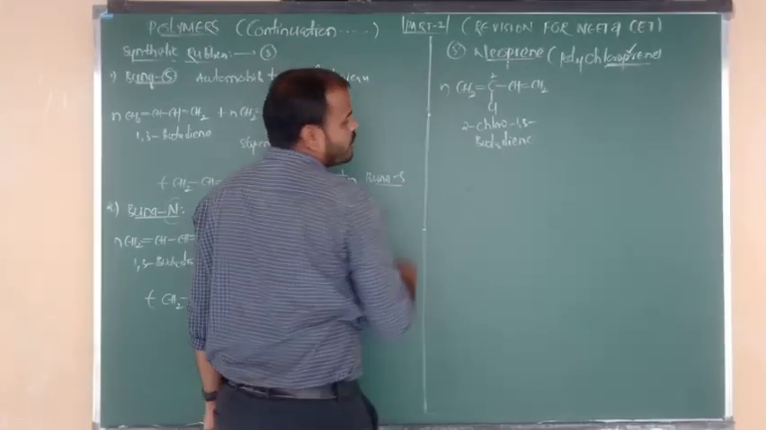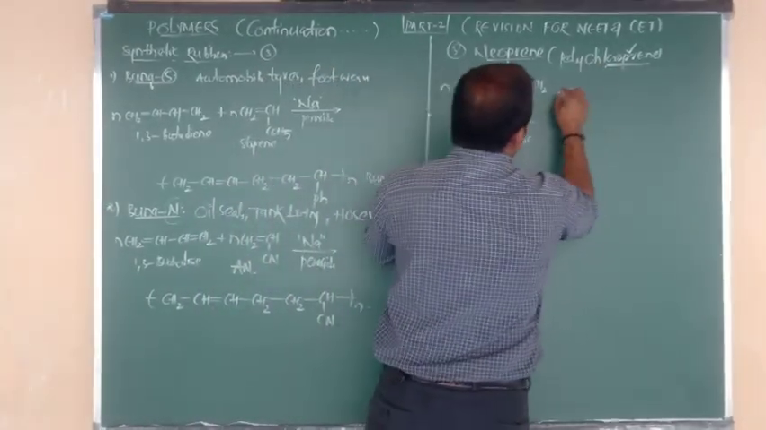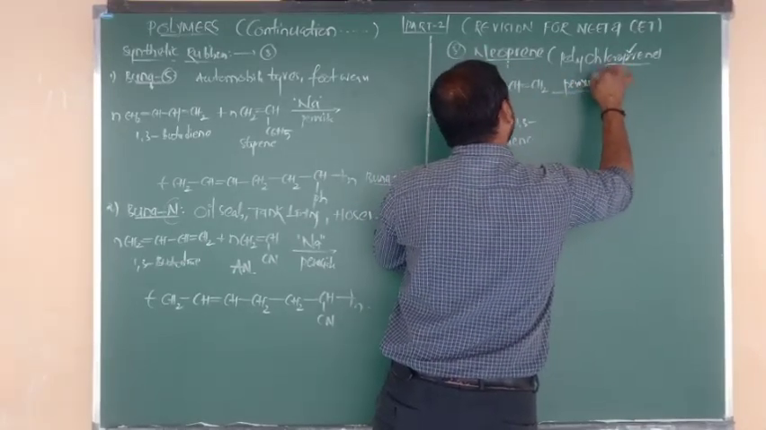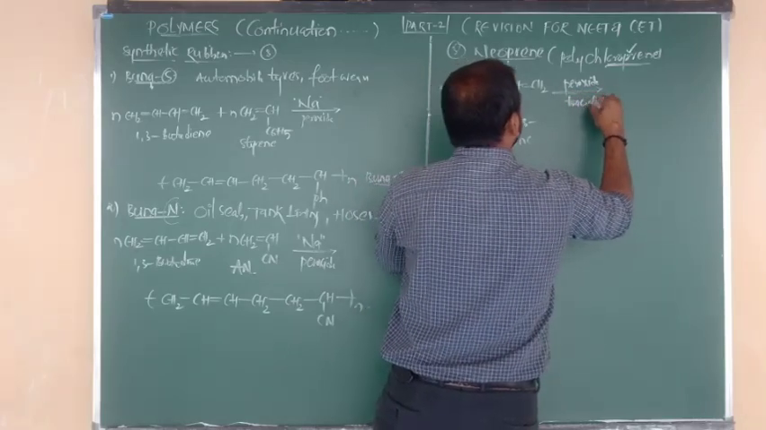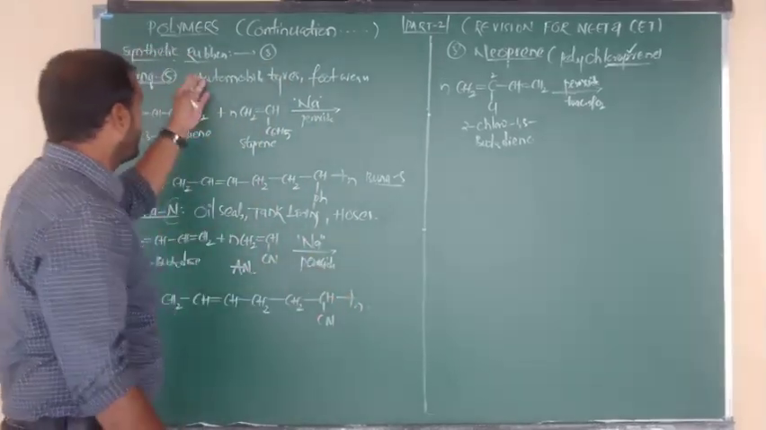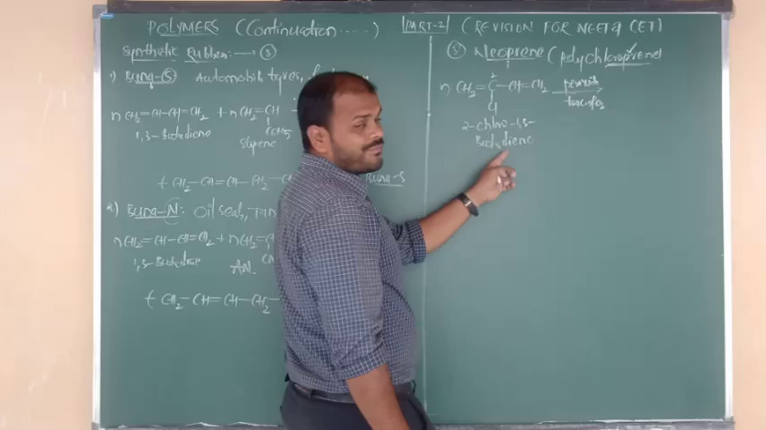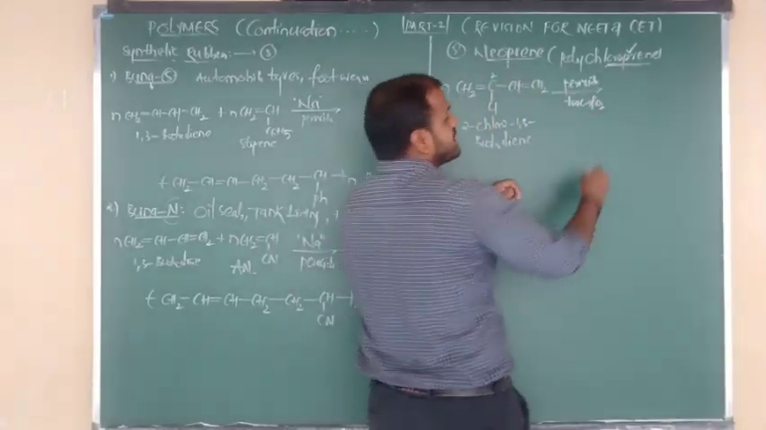So a number of monomer units, or number of chloroprene units, undergo addition polymerization, not in the presence of sodium metal, only in the presence of peroxide. Otherwise we can take traces of what, beta? Oxygen also we can use, but not sodium metal. Only Buna-S forms using sodium metal. Okay, n moles of chloroprene undergo addition polymerization in the case of peroxide or traces of O2.